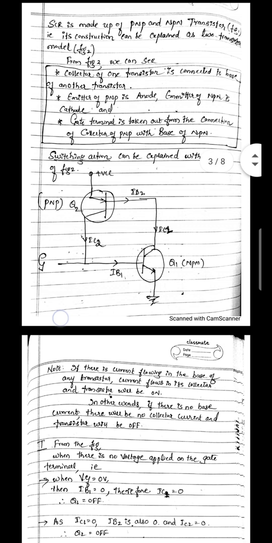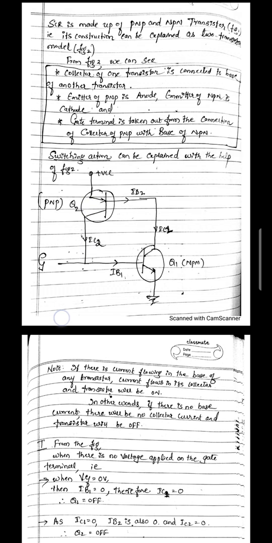When IB2 is 0, IC2 is going to be 0. IC2 is the collector current of this PNP or Q2 transistor. So IC2 is 0 means Q2 is off. So Q1 is off, Q2 is also off when this voltage is 0. So now the SCR is acting as an off switch. Now we'll see how this is going to act as an on switch.